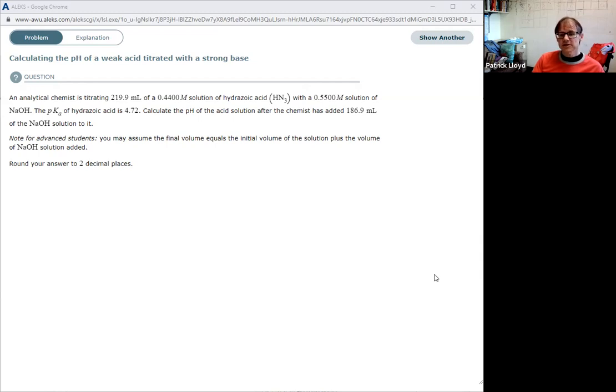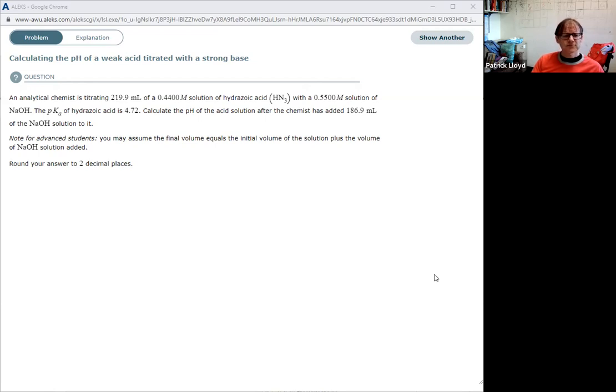So we're going to calculate a pH here, and what's important about this one is that we have a weak acid, right? How do I know that hydrazoic acid is a weak acid? There's a couple of different ways. One is it's not one of the common strong acids. There's 7 common strong acids, 7 or 8, and this is not one of them. But the other way is that it's given a pKa. The pKa is 4.72. And when an acid is given a pKa, that typically means that it's a weak acid. So we have a couple ways of telling that.